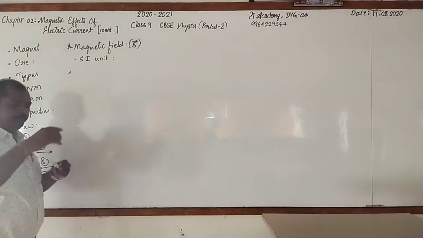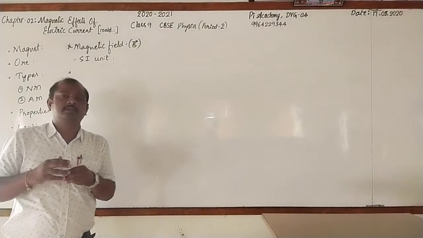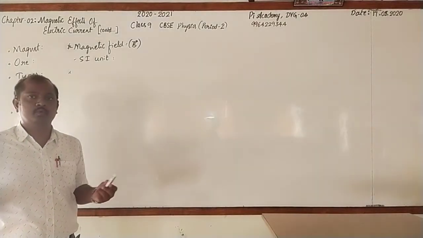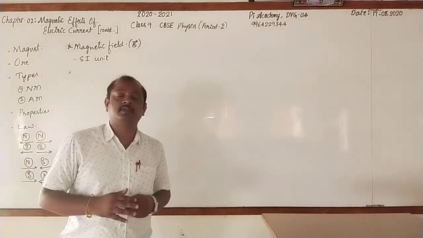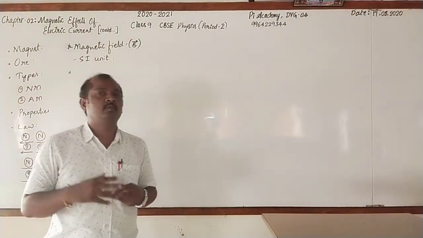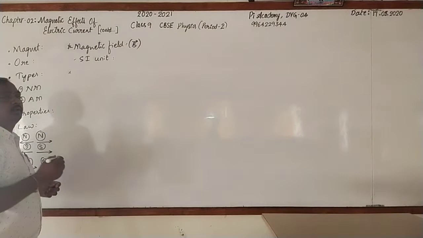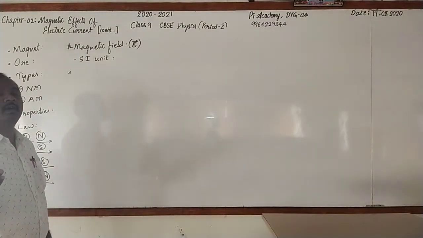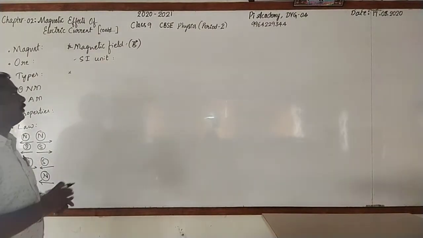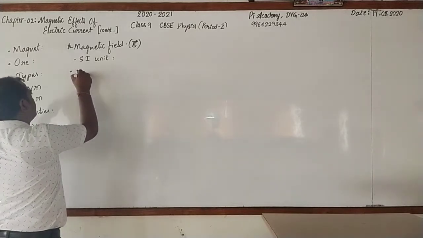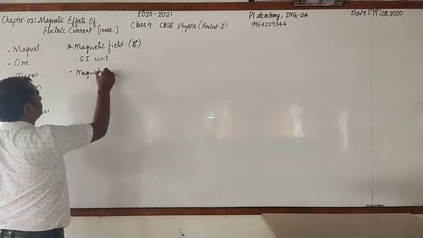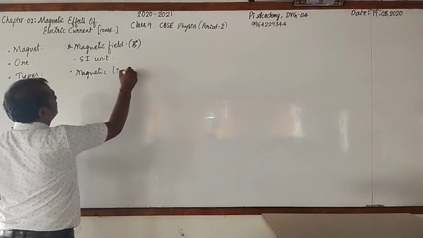Whatever the magnetic field is present around the magnet, is it possible to see? No, they are invisible. Hence, they are represented with a set of lines. What do you call these? These are called magnetic field lines or magnetic lines of force. Here I'll write: magnetic lines of force. Lines of force.